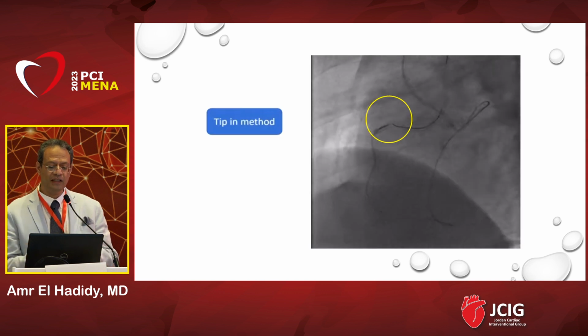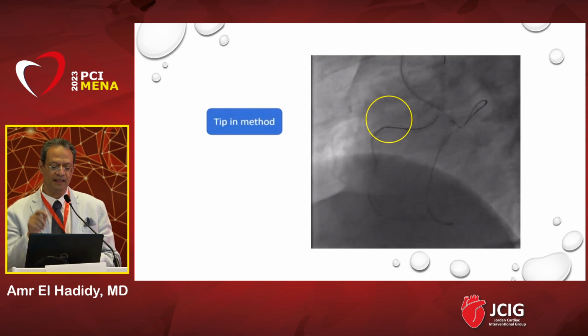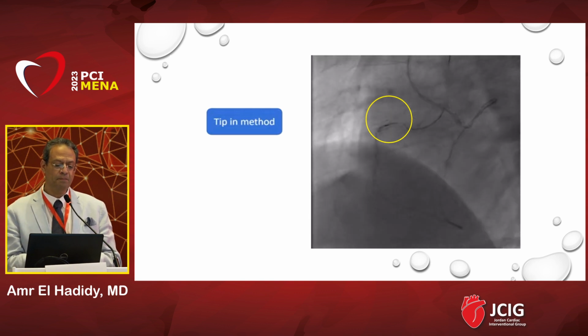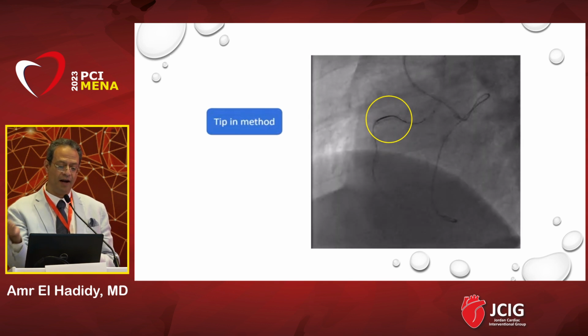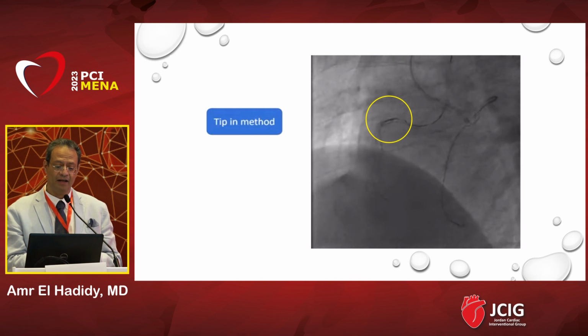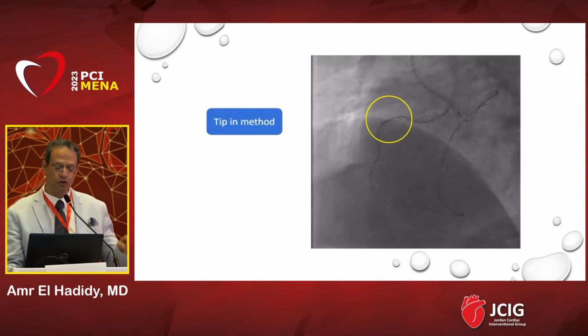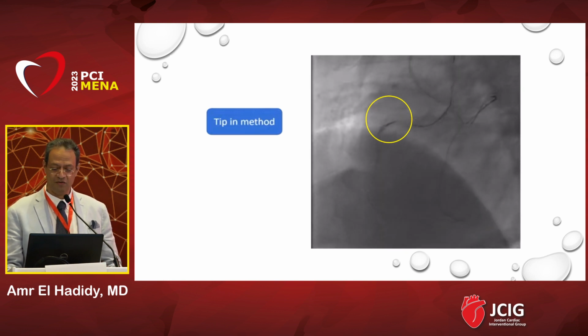And if you look at how to do the tip-in, if you cannot cross with the retrograde wire, the retrograde microcatheter is inside the tip of the antegrade guiding. We try to cross with the antegrade wire inside the retrograde microcatheter, and then you can push the retrograde wire, and then you can advance the antegrade wire through this retrograde microcatheter.